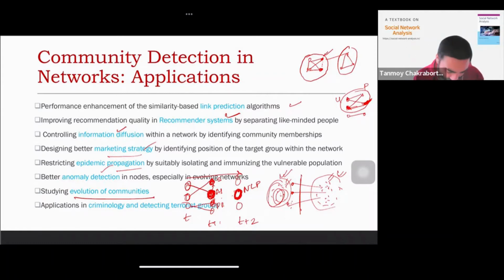Interestingly, this is also useful in the field of criminology or detecting targeted terrorist groups, for example.